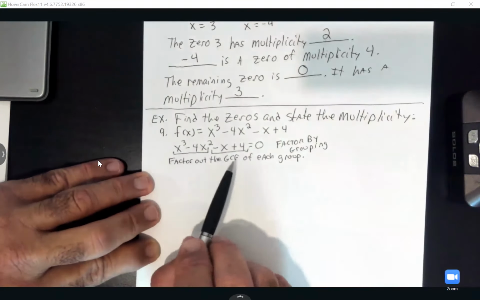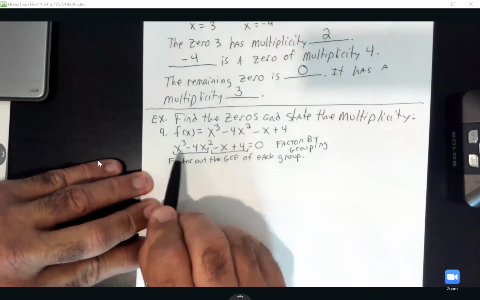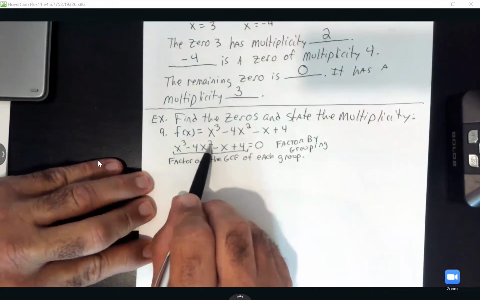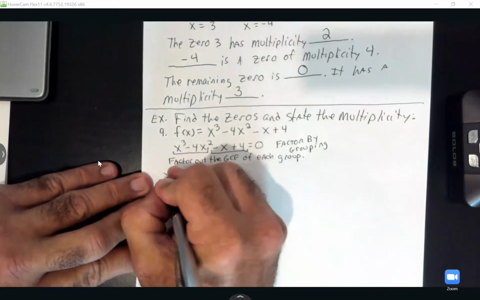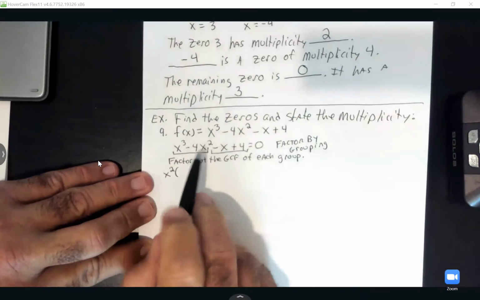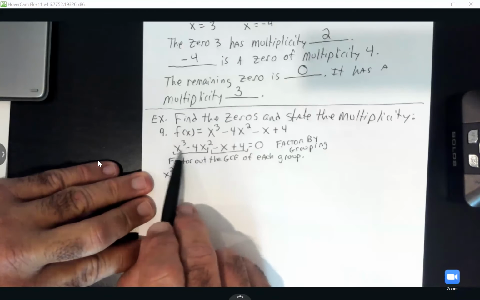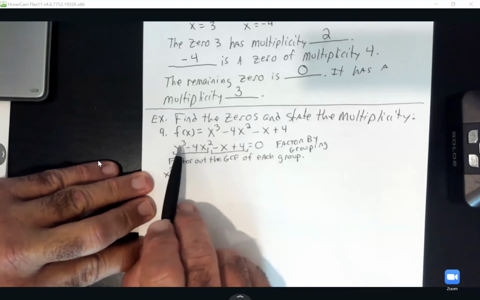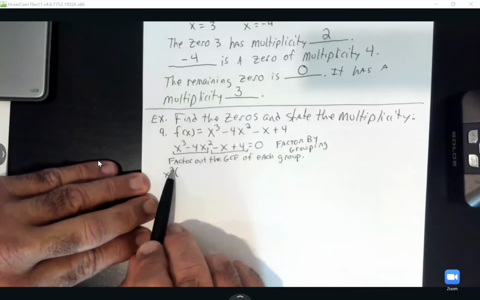Now, the greatest common factor is the largest factor that they got in common. So for the first 2 terms here, I got an x to the third and a -4x squared. The greatest common factor of these first 2 terms would be the x squared. They both have at least an x squared in them. Now, these ones don't have a number in common because that's a 1 and that's a -4. So the only thing they got in common are a couple x's. This one has 3 x's. This one has 2 x's. So that makes the greatest common factor the x squared.